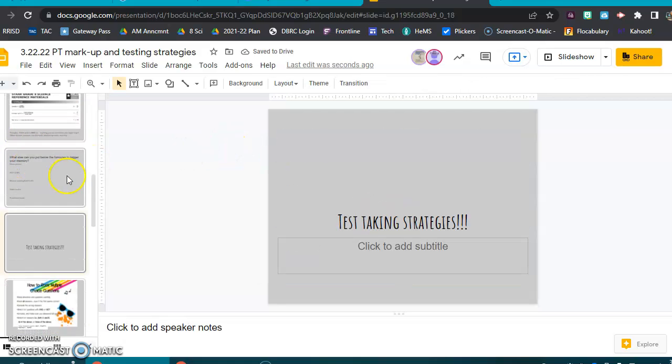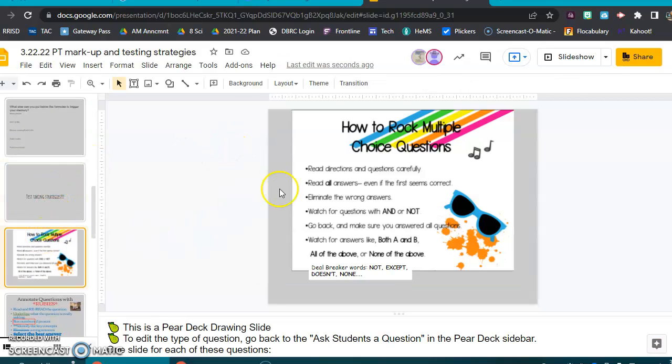So here are some strategies. Read the directions carefully. Answer all questions, eliminate wrong answers, and watch for questions with ands or nots. You want to go back, and the beauty of digital is that we're going to know that you answered them, because when you go to submit, it'll say you didn't answer everything and it'll send you back.